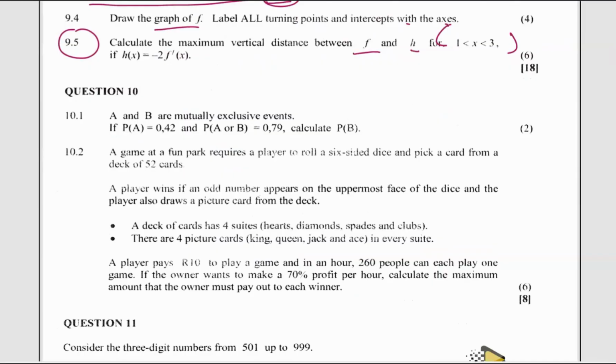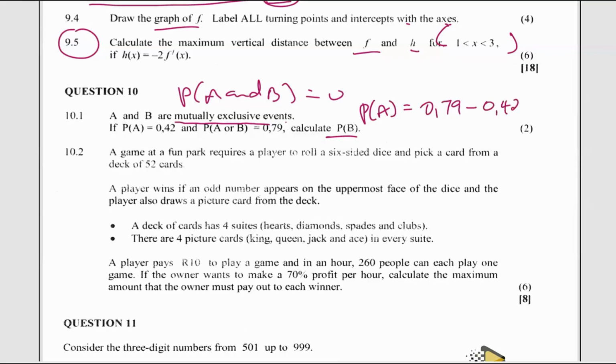They're telling us that if A and B are mutually exclusive, this simply means that the probability of A and B is 0. There is no intersection there. So they want us to get B. So for us to get B, we shall get the probability of A or B, which is 0.79, minus the 0.42, which gives us 0.37.